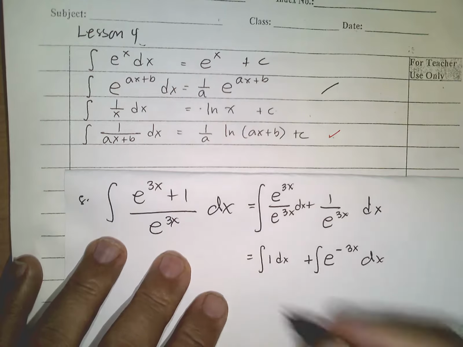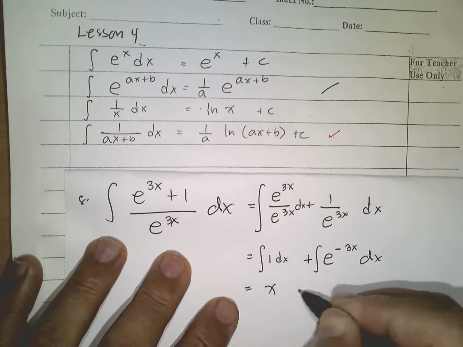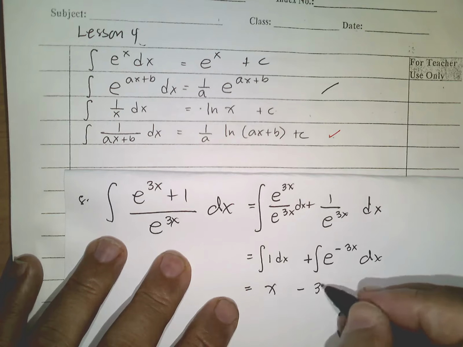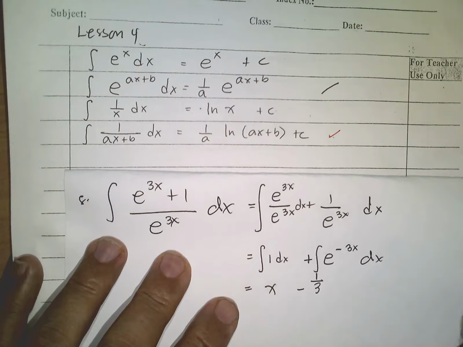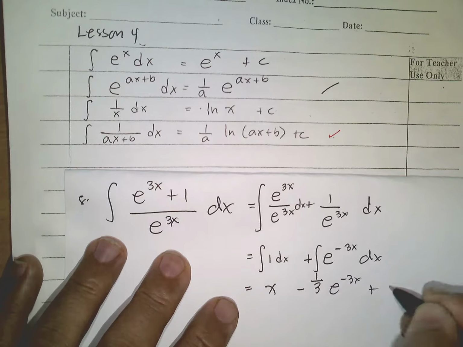Right? So now we are ready to take the integral, that is x minus 1 over 3, I mean, e to the negative 3x plus c.